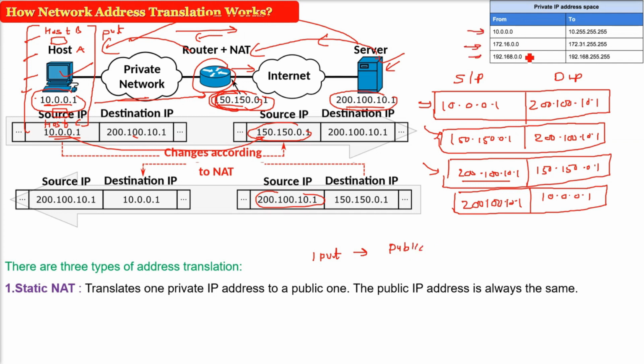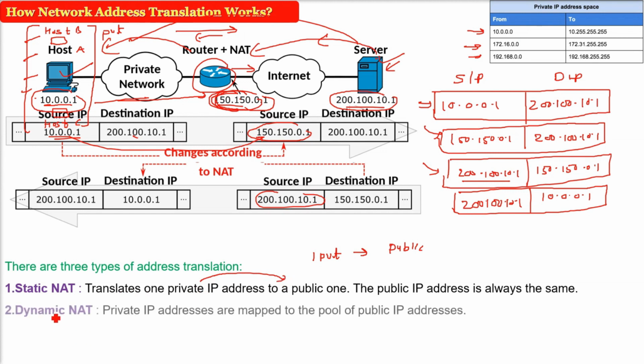These are the private IP addresses, we know already about that. These are fixed. So static NAT is all about one private IP address to a public one. Public is always the same. The second one is dynamic NAT. What will happen? Here, a list of private IP addresses and a list of public IP addresses are there, so there will be a mapping from private IP addresses to the pool of public IP addresses. So the translation will be dynamic, not static.